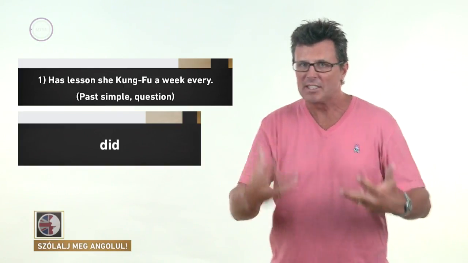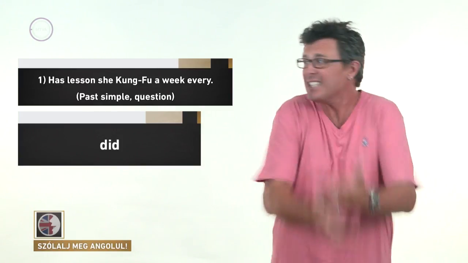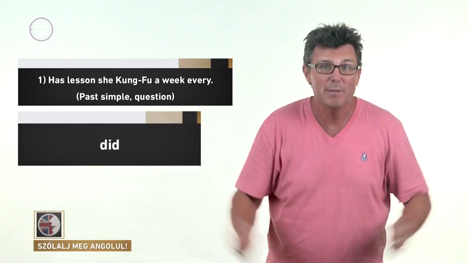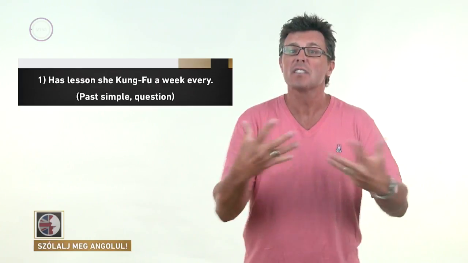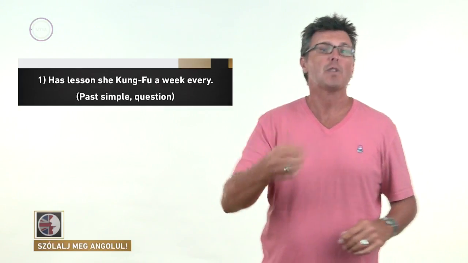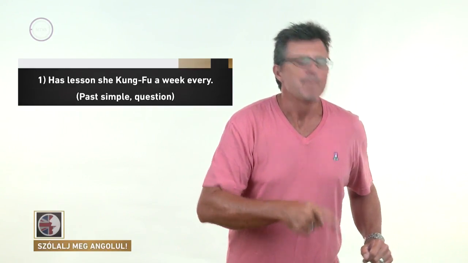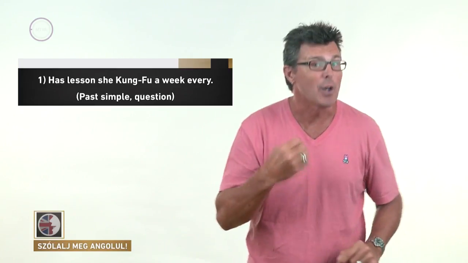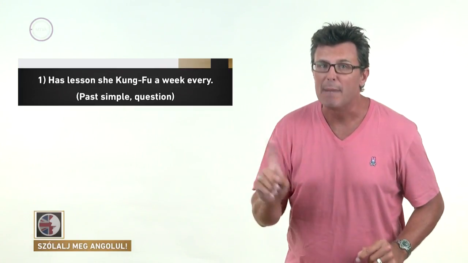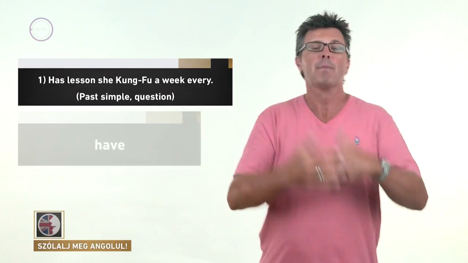So, we start with the auxiliary verb did. And it's an easy one, isn't it? Yes, it's did for all the subject forms. Good. Then we followed the auxiliary verb with the subject, she, and followed the subject with the main verb. In which form? Yes, that's right. In past simple questions, we conjugate the auxiliary verb, not the main verb. So the main verb remains in the infinitive, have.